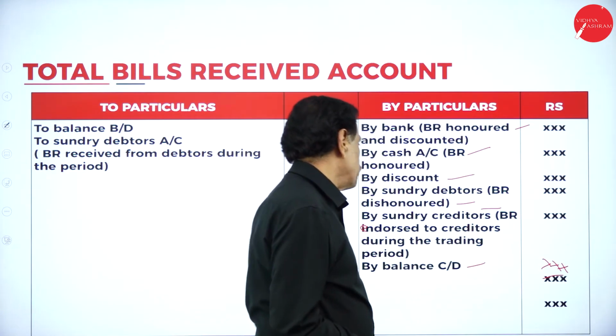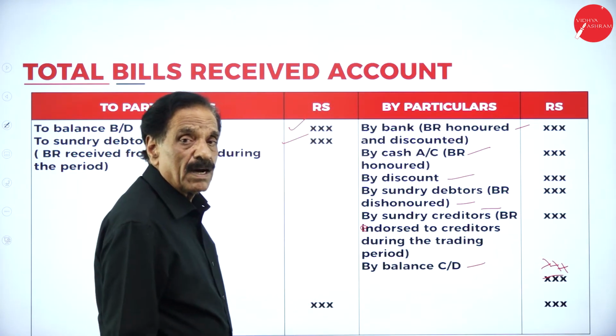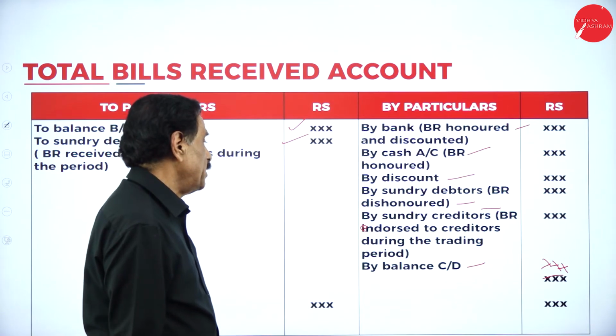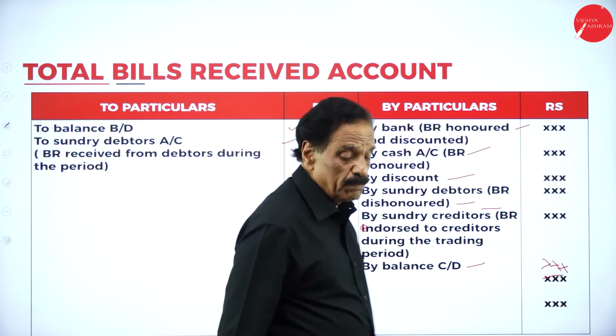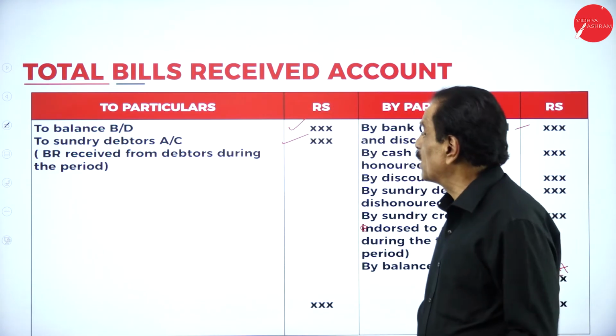By sundry creditor, BR endorsed to creditor. Then here, endorsement during the year. By balance carried down, closing BR. So you must be very careful about this.